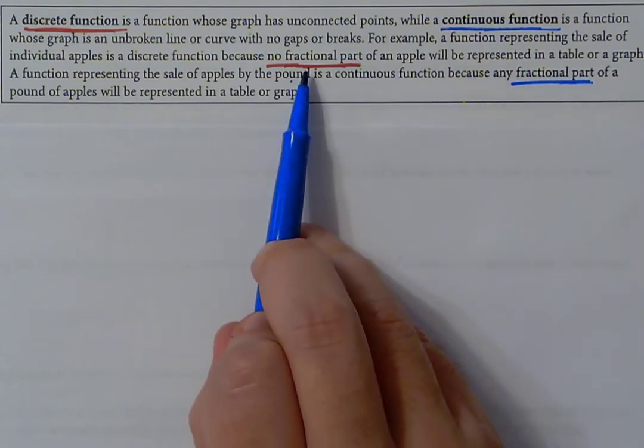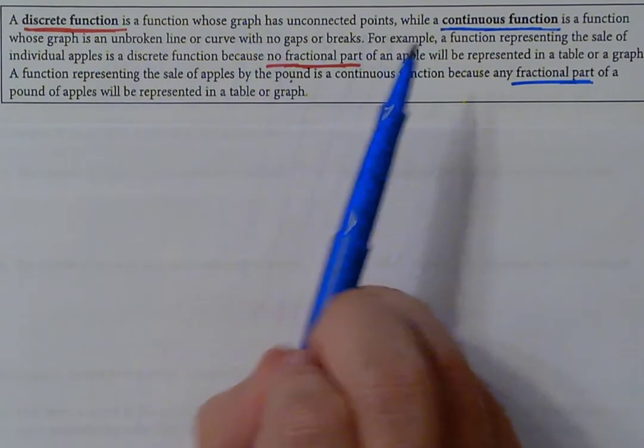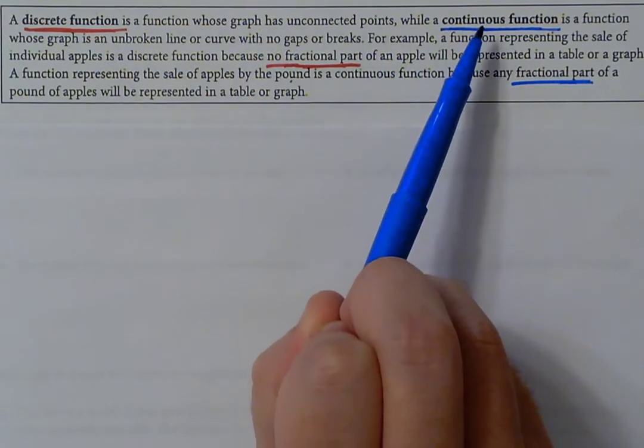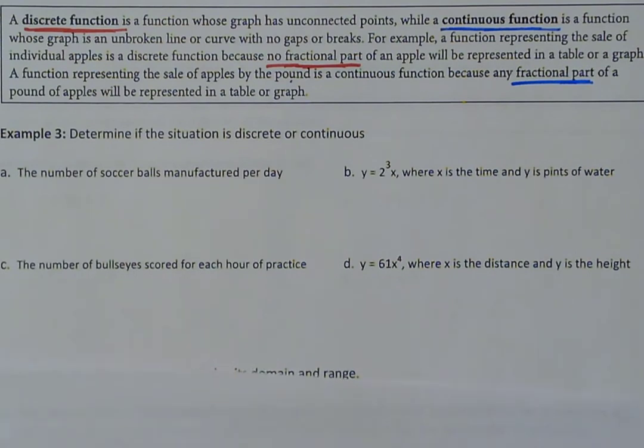So anytime you cannot have half or part of something, that is discrete. Anytime that you can, that is continuous. So using that idea and that logic, we're going to run through example 3, which asks us to determine if the situation is discrete or continuous.